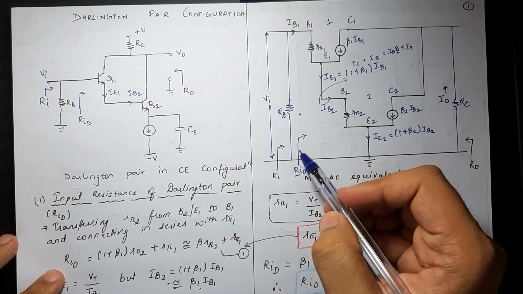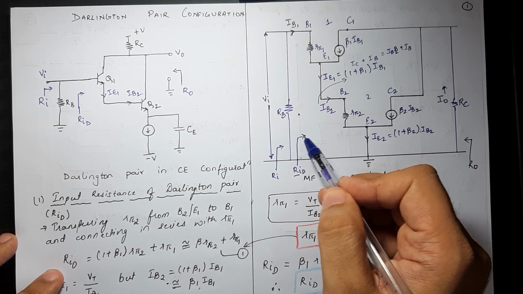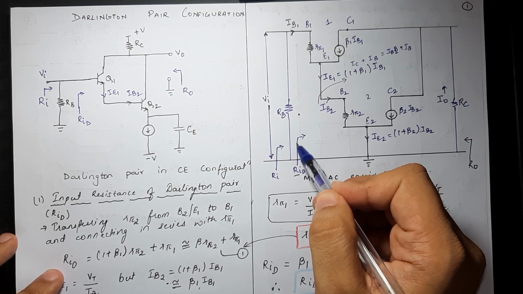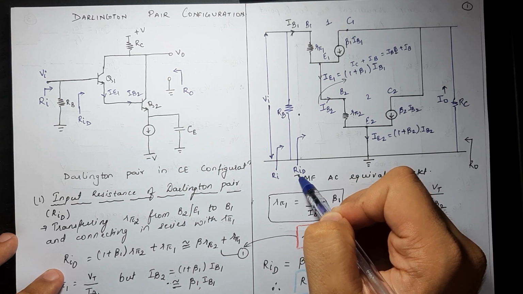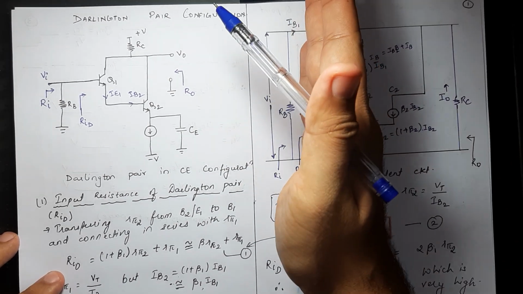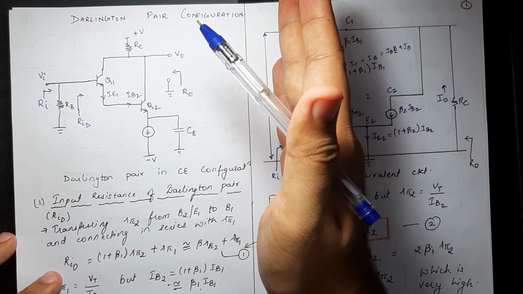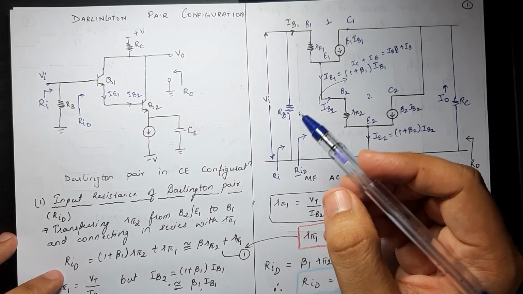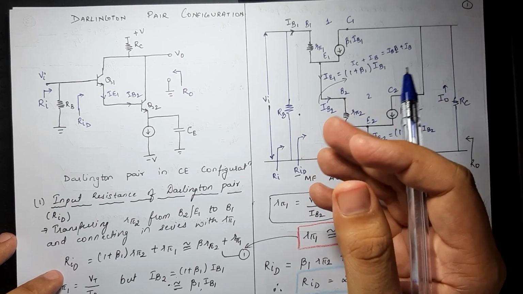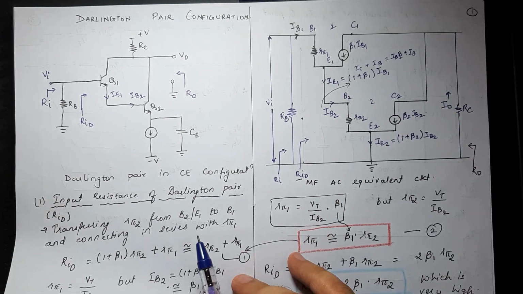If you look into the AC analysis, if I'm looking into the network from this side, there is the input resistance of the Darlington pair configuration, no doubt about it, but then this entire configuration is coming in parallel with RB, the biasing resistor. Hence, in practice, the high input resistance of the Darlington pair is not maintained. To overcome this, we use a concept called bootstrapping.